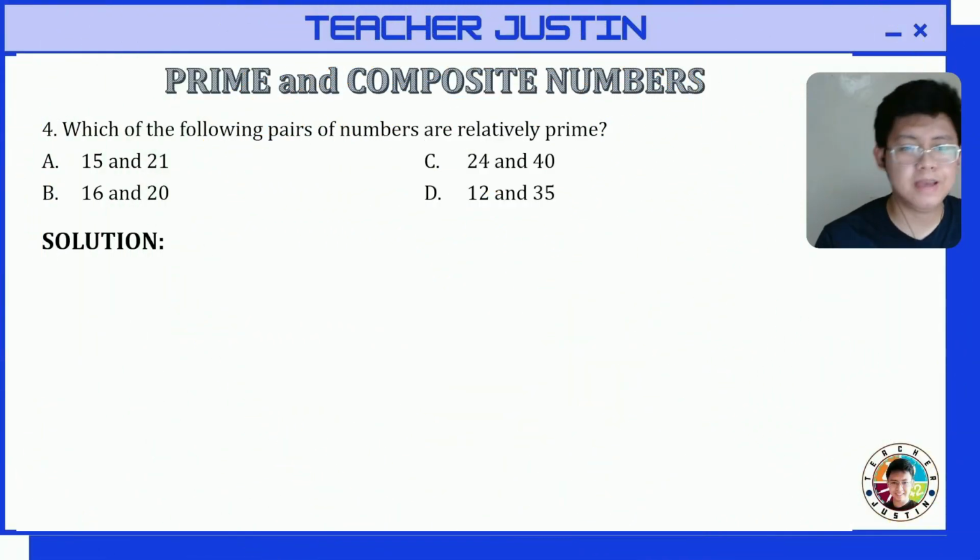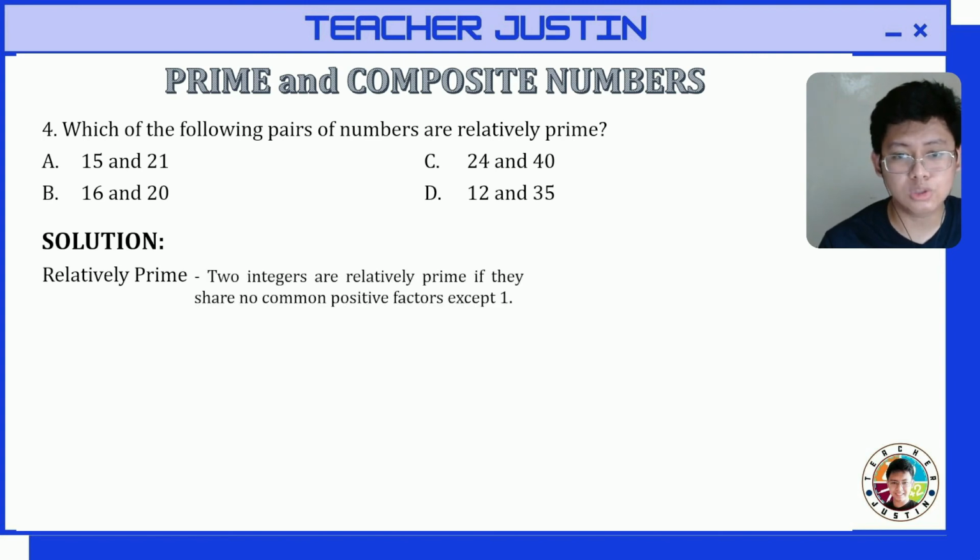Okay, let's have this item. Which of the following pairs of numbers are relatively prime? So, bago natin sagutan tong item na to, let's define relatively prime. So, anong ibig sabihin ng relatively prime? Relatively prime, ibig sabihin niyan is two integers na walang common factor except for 1. So, dapat wala silang common factor. So, let's test our choices kung meron silang mga common factor. Daanin natin sa divisibility rule or sa prime factorization para makuha natin if they have a common factor.